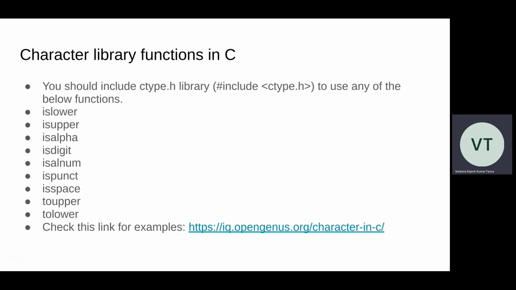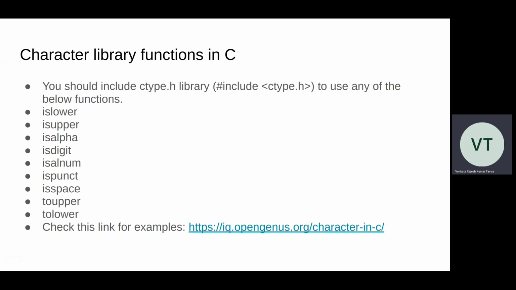isLower takes a character and checks whether that character is in lowercase or not. If yes, it will return 1, otherwise it will return 0. isUpper will return 1 if the character is in uppercase. isAlpha will return 1 if the character is an alphabet. isDigit will return 1 if the character is a digit, 0 to 9. isAlnum will return 1 if the character is either an alphabet or a number. isPunct will return 1 if the character is some punctuation mark, some non-alphabetic, non-numeric symbol.